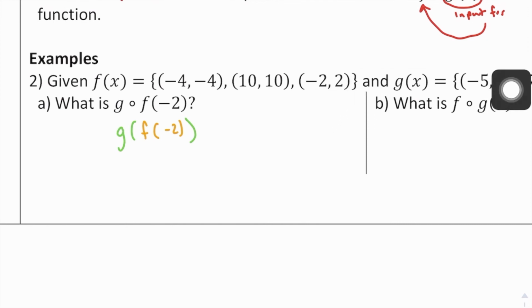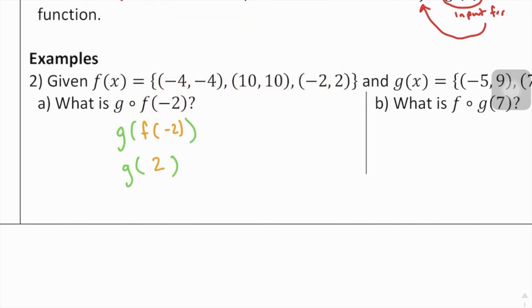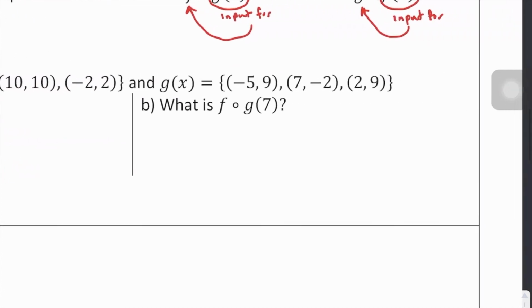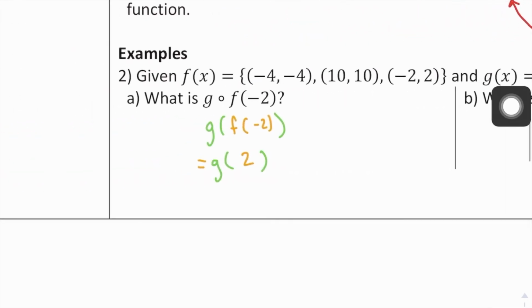So now we end up with g of 2. So for g of 2, I take a look at the g function. I've got a -5 input, a 7 input. Here's my 2 input. The output is 9. So then our final answer here is 9.